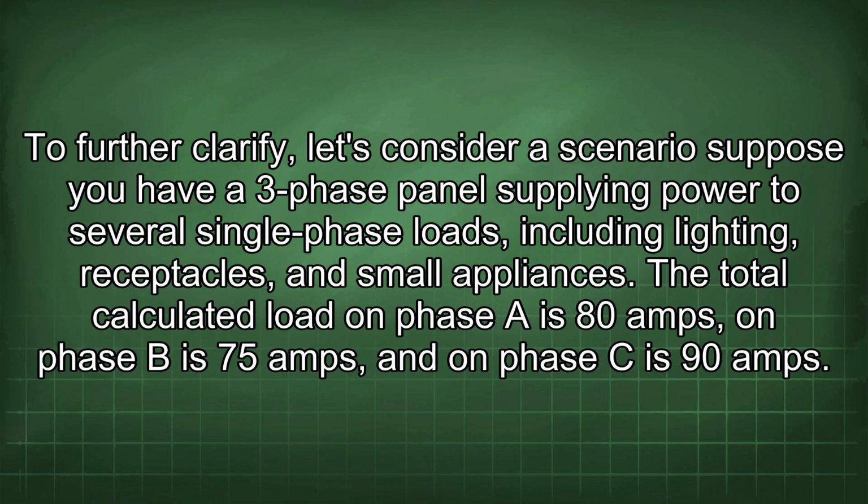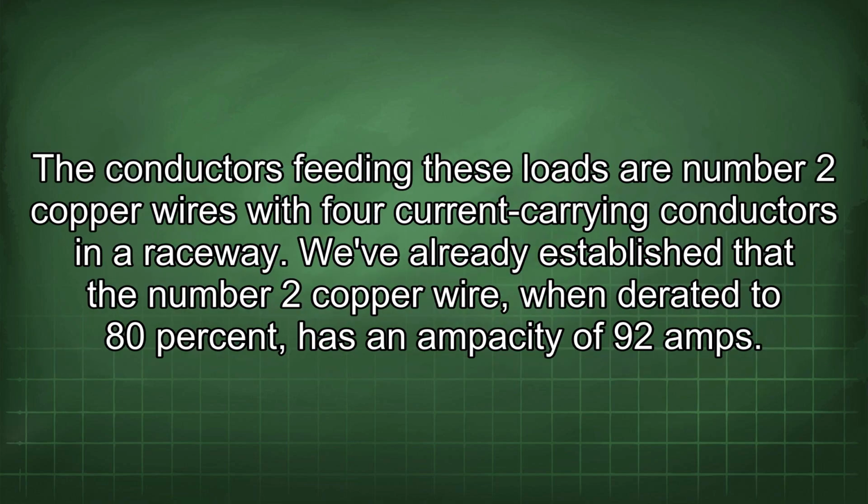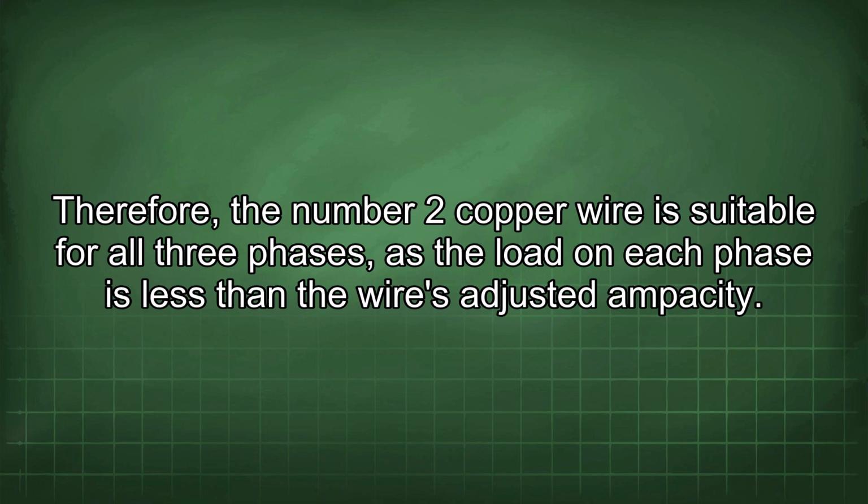3-phase panel supplying power to several single-phase loads, including lighting, receptacles, and small appliances. The total calculated load on phase A is 80 amps, on phase B is 75 amps, and on phase C is 90 amps. The conductors feeding these loads are number 2 copper wires with 4 current-carrying conductors in a raceway. We've already established that the number 2 copper wire, when derated to 80%, has an ampacity of 92 amps. Therefore, the number 2 copper wire is suitable for all 3 phases, as the load on each phase is less than the wire's adjusted ampacity.